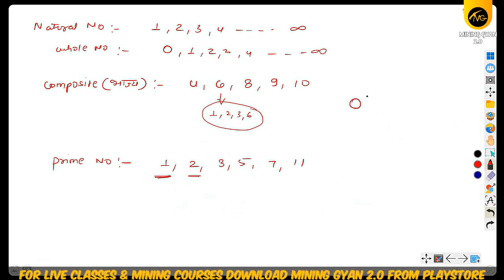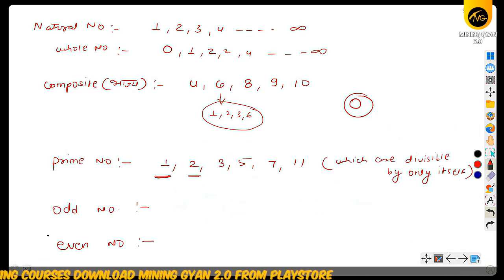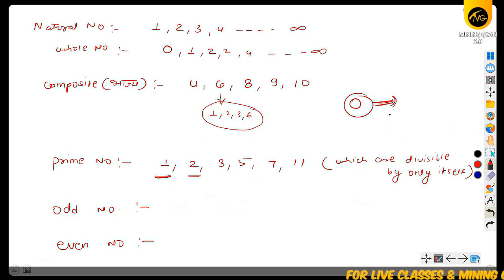So what is 0, a composite number or a prime number? Suppose this is the question: is 0 a prime number or a composite number? Anyone? Basically, 0 is the composite number, right? Sorry, 0 is neither a composite number nor a prime number. We cannot say 0 is composite or prime.